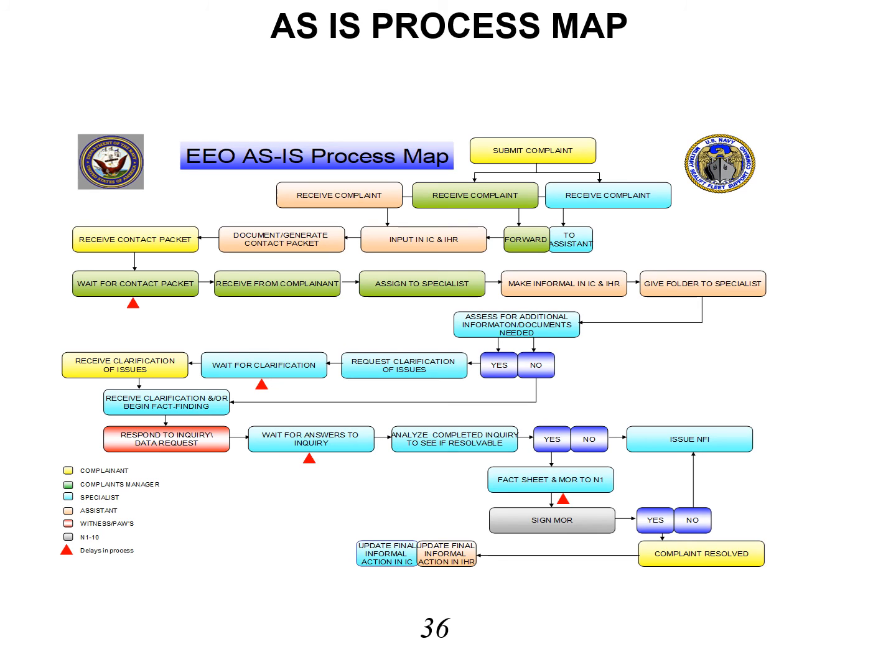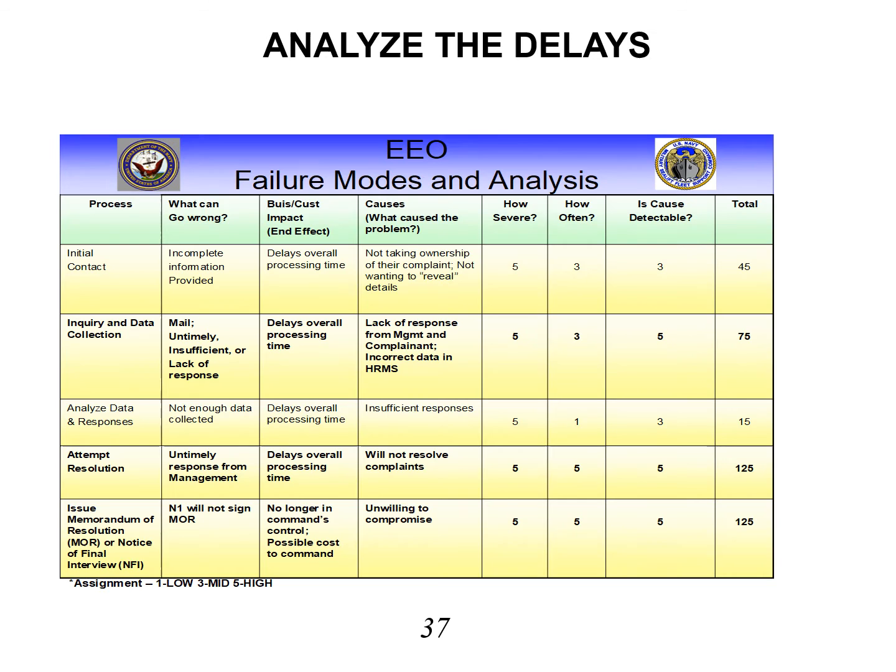Here's a diagram of an as-is process map. This is how it should look, but not necessarily the way yours will look. Then analyze the delays. How come? What's the cause? Why does it happen? It's a good initial step.